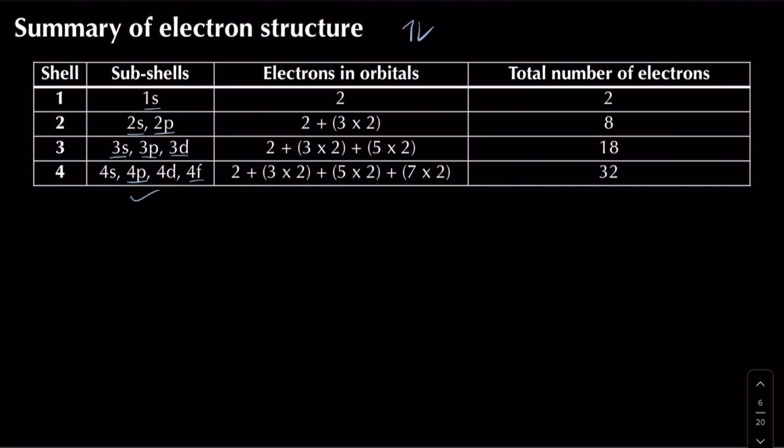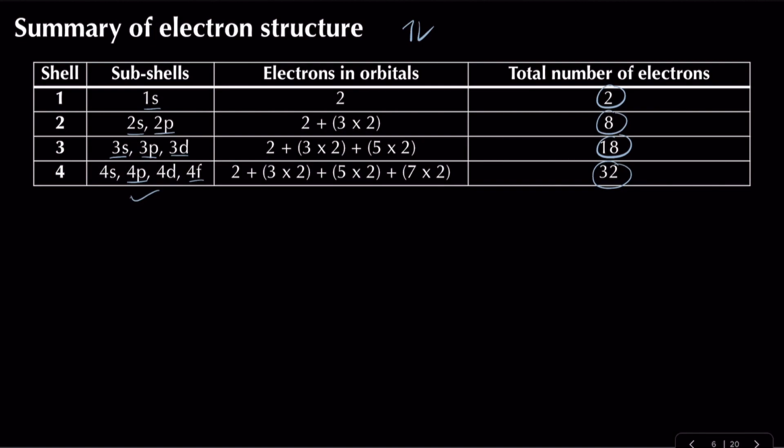If you were to look at it in terms of the number of electrons in each shell, those 2 electrons are organized in 1s as an orbital. Those 8 electrons are organized in 1s, 2s, and 2p. If you were to look at those 18 electrons over here, they're going to be organized in terms of 1s, 2s, 2p, 3s, 3p, 3d, and then those 32 electrons, they're going to be organized in 1s, 2s, 2p, 3s, 3p, 3d, 4s, 4p, 4d, and 4f as well.